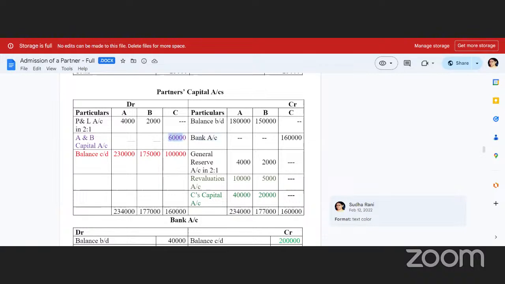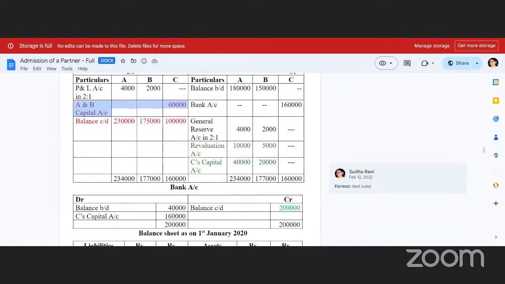And where did it go? If you put a question, it went to A and B's capital account. So here we'll write A and B. In brackets you can write goodwill. Understood this? Till here you understood? Yes, madam.